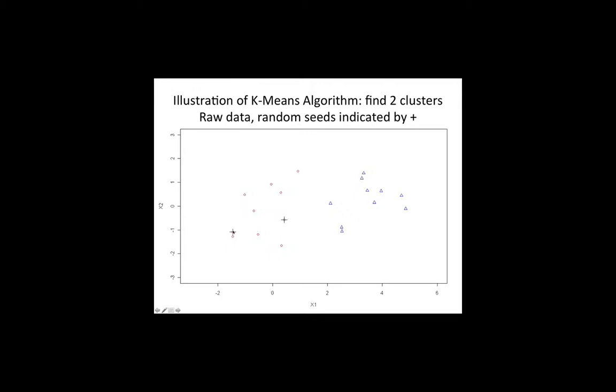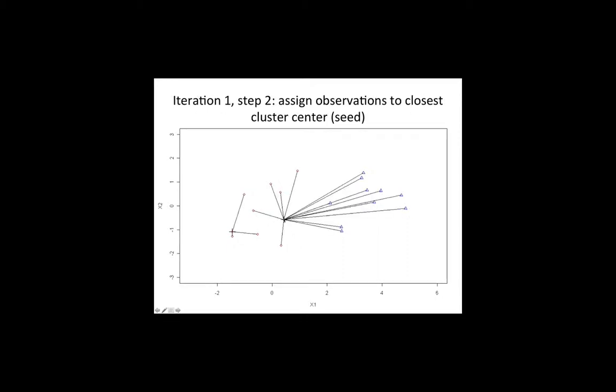Let's consider another point just for clarity. If we consider this triangle way off to the right, k-means will evaluate the distance between this triangle and both centroids. Clearly this triangle is closer to the right centroid. So I've shown which centroid each point is closest to by drawing lines.